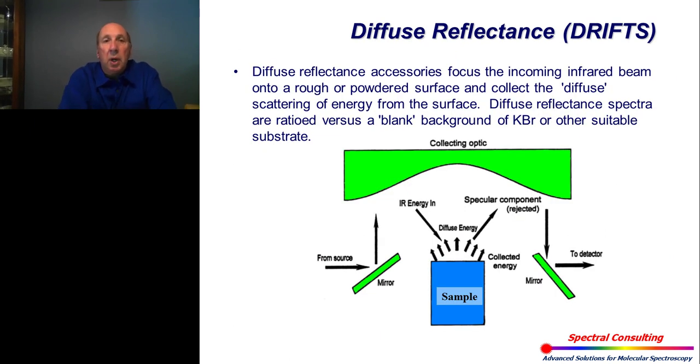So the first one we're going to talk about is diffuse reflectance, or DRIFTS. Diffuse reflectance accessories focus the incoming beam, that first mirror in the figure, where it bounces up to a very large collection optic. That collection optic is round and has a surface all the way around the sample cup, so that the light coming off the surface of the sample cup is collected, then directed down to the last mirror in the assembly and onto the detector. We often run a blank using KBr or some other substrate, and we'll talk about some of those examples as we go through the rest of the presentation.